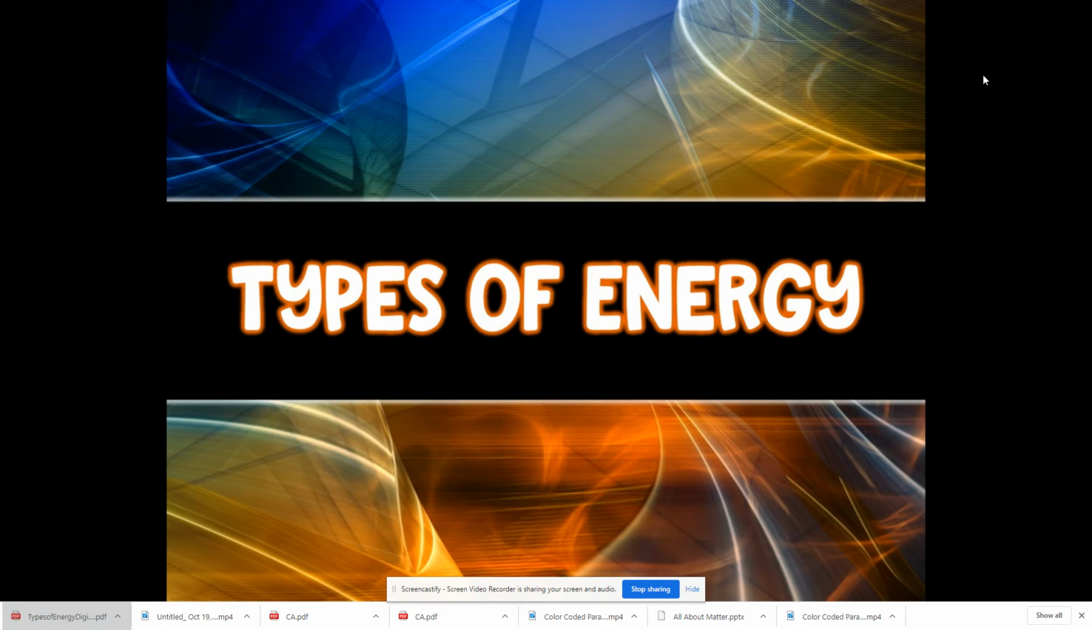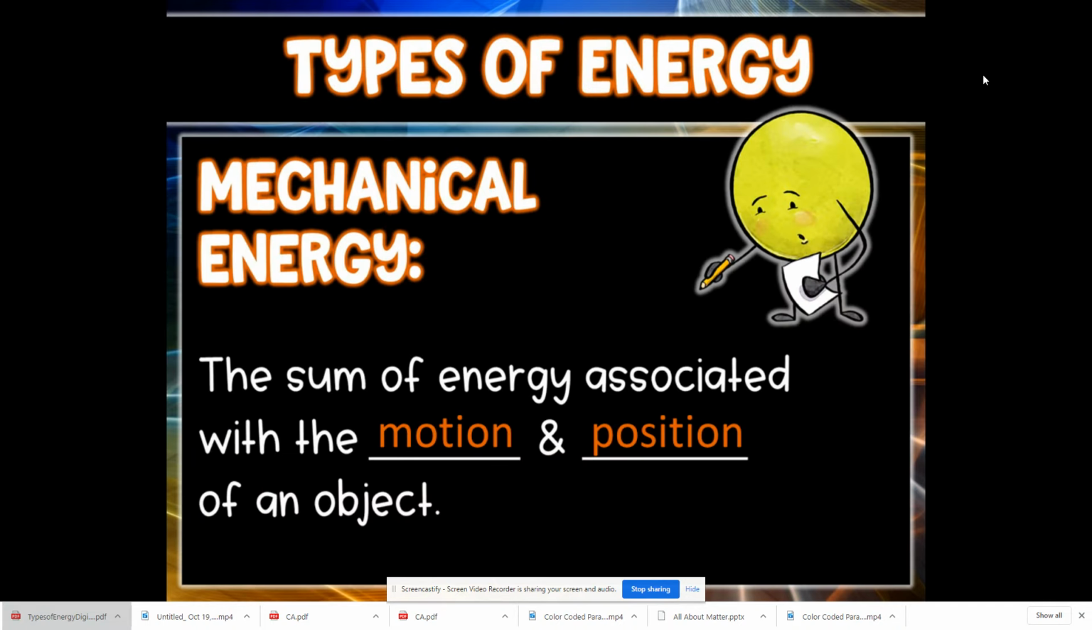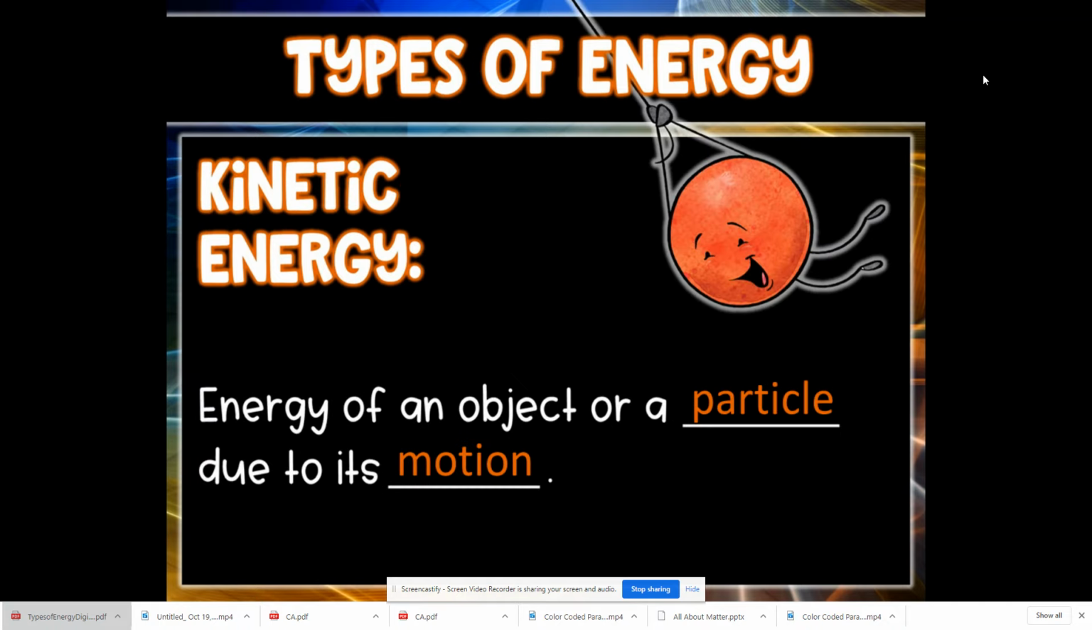So types of energy. Mechanical energy is the sum of energy associated with motion and position. And these are not good examples. Mechanical energy is like a conveyor belt. There's an engine of some sort that is working to make energy. So mechanical energy is energy that is moving.